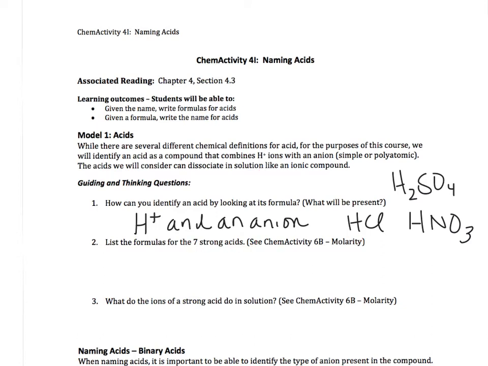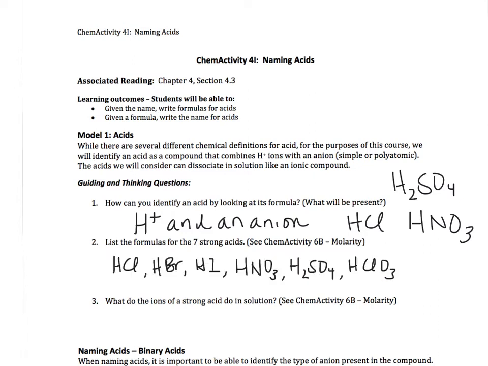So go back to Chem Activity 6b, find the page that has the list of strong acids, pause the video so you can go find them, and write them in here. And here they are: HCl, HBr, HI, HNO3, H2SO4, and HClO3.